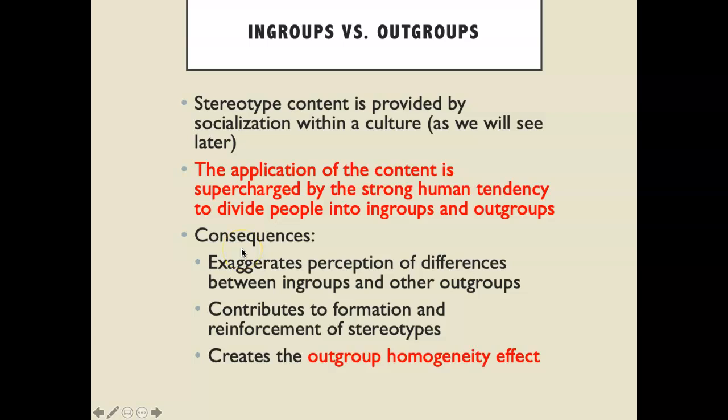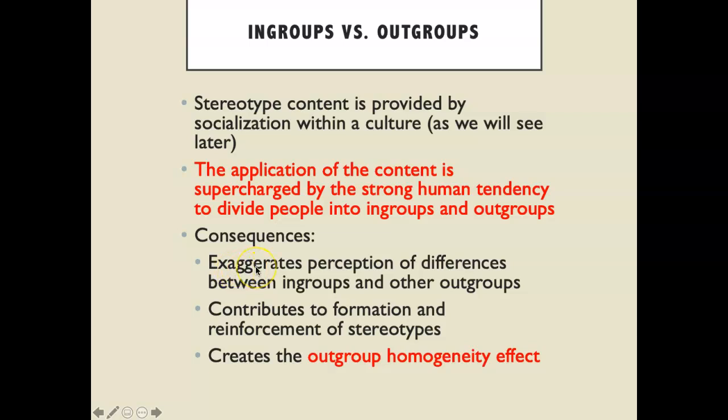So here we can talk about in-groups versus out-groups. Stereotype content, that is the stereotypes we hold both from our in-groups, the groups we belong to, and in particular out-groups, groups that are not us, that content is provided by socialization within a culture. We'll see more about that later. And the application of the content is supercharged by the strong human tendency to divide people into in-groups and out-groups. So we're much more likely to apply a stereotype and to have stereotypes of out-group members. Remember, we're underestimating the differences within groups, than we are of in-groups.